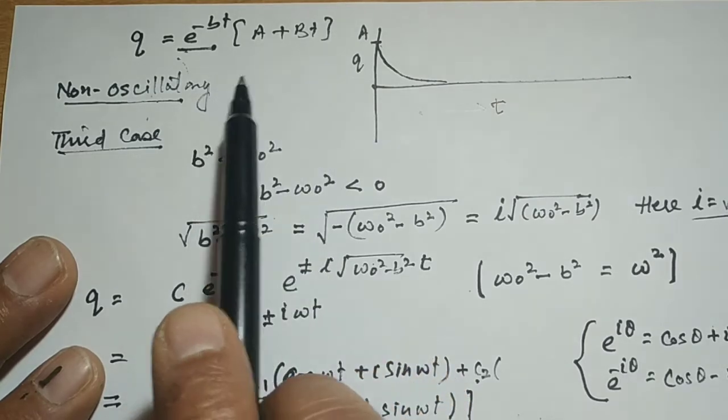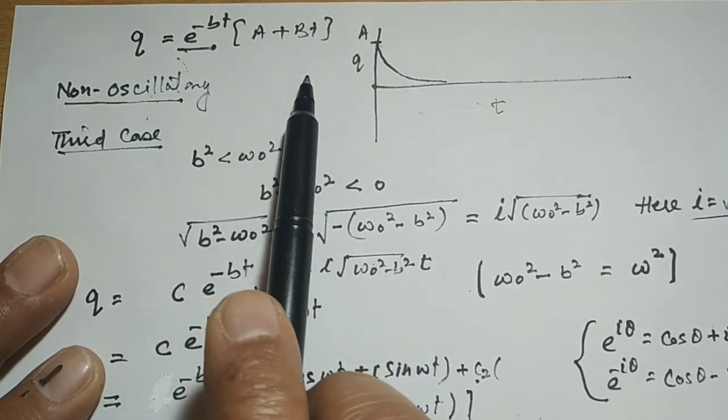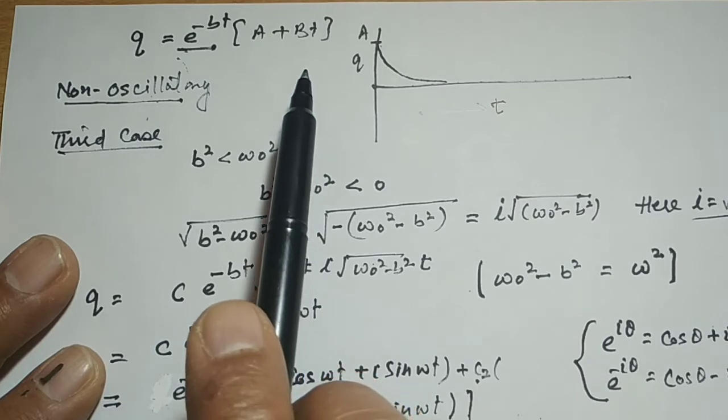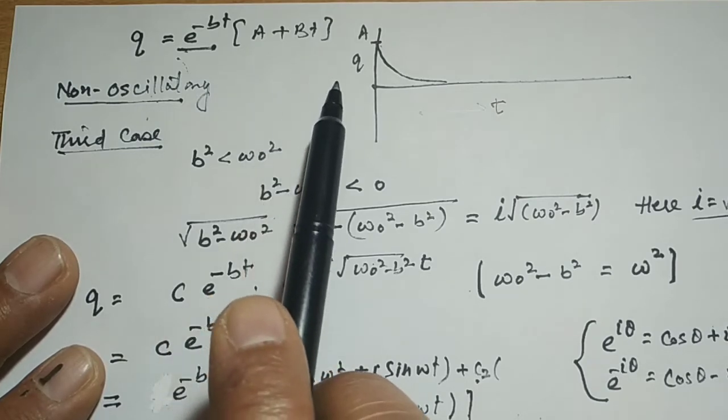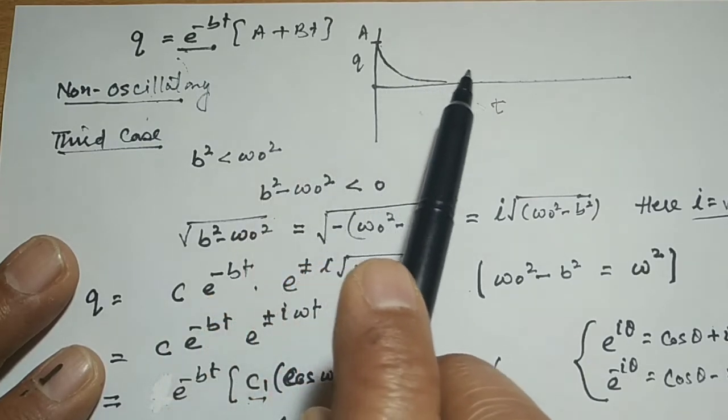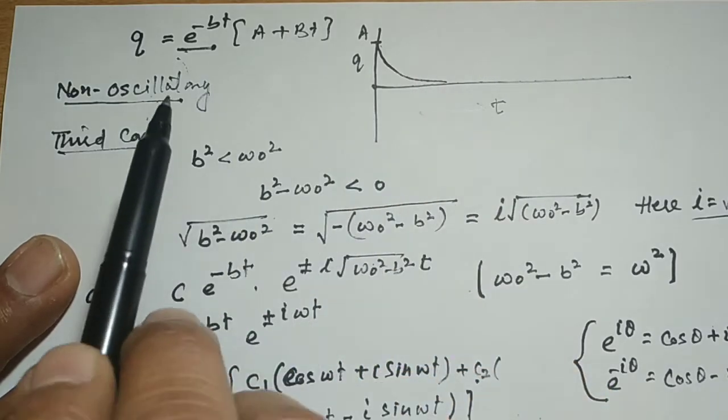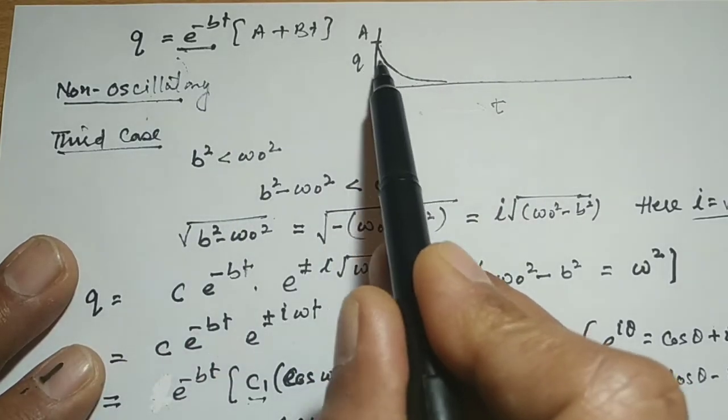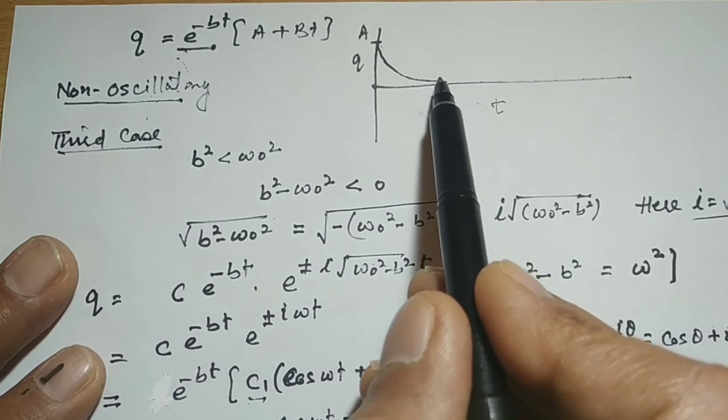And we have seen that in the case of the heavily damped oscillator, it takes a long time to come to zero, whereas in the critically damped case it takes a smaller time to reduce to zero.